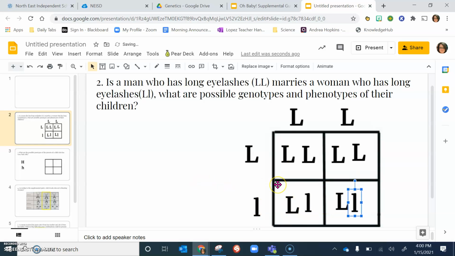So now you should be able to determine what would be the possible genotypes, so what are the possible letter combinations of the offspring, and then what are the phenotypes? So what would that big L look like? What would the big L, little l look like? So that would be the answer to your question.